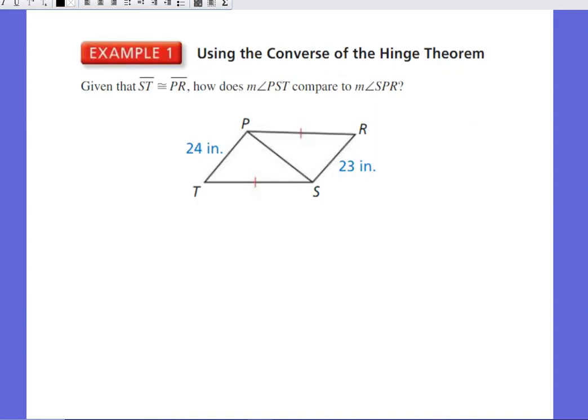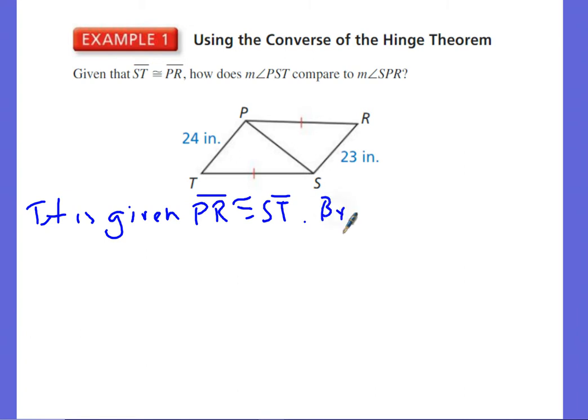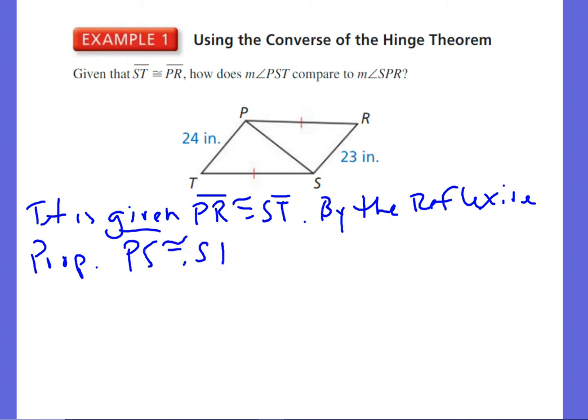So first and foremost, what do we know? Well, it is given. I'm doing more paragraph proof here. It is given that PR is congruent to ST. So for sure, we know that. By the reflexive property, what do I know? Hopefully we see those shared sides. By the reflexive property, I can say that PS is congruent to SP.